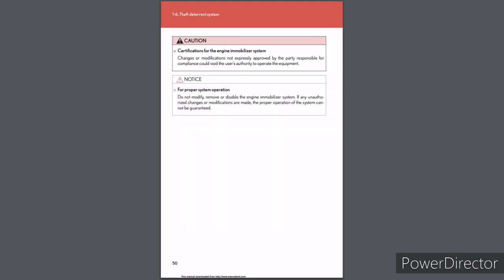Caution. Certifications for the engine immobilizer system: changes or modifications not expressly approved by the party responsible for compliance could void the user's authority to operate the equipment. Notice: for proper system operation, do not modify, remove or disable the engine immobilizer system. If any unauthorized changes or modifications are made, the proper operation of the system cannot be guaranteed.